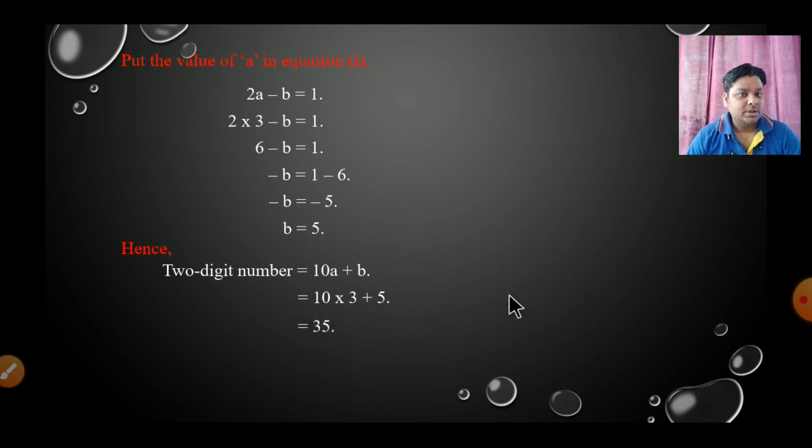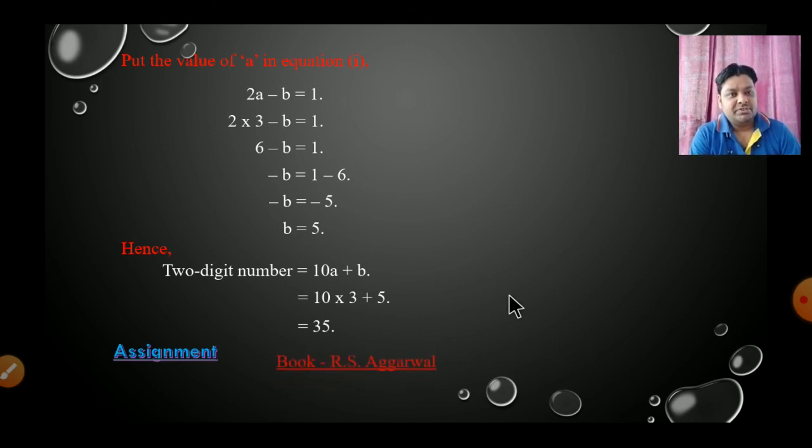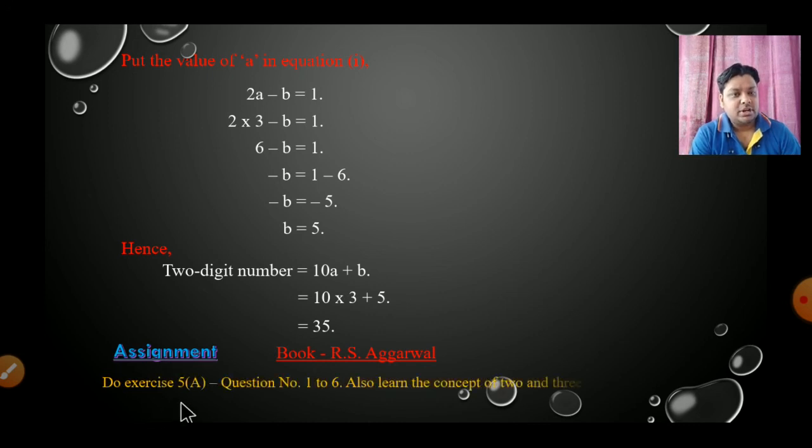Okay, so I hope that you all have understood, students. So now you have to do some assignment work here. The assignment work is in our Sarwal book. You have to solve exercise 5a complete. It has only 6 questions, so you have to complete all questions 1 to 6, and you have to learn the concept of these 2 and 3 digit numbers also.